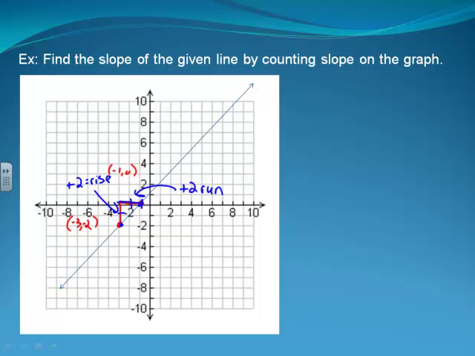So put that all together. Slope is equal to rise over run, which in this case is a +2 over a +2, which simplifies down to a +1, and that's your slope.